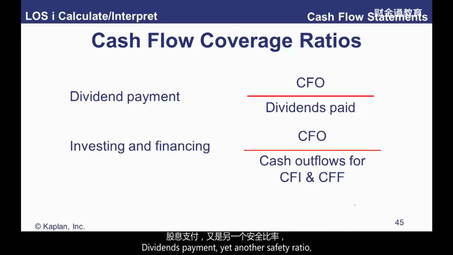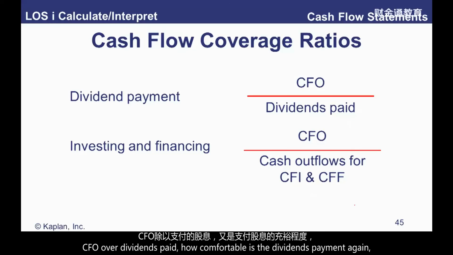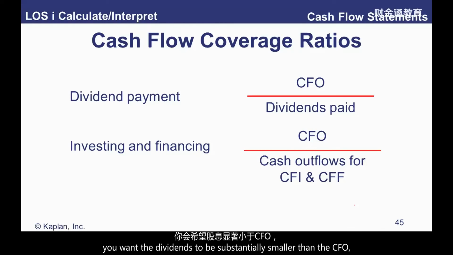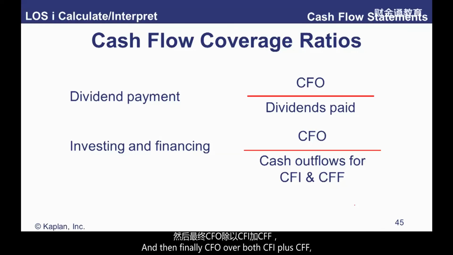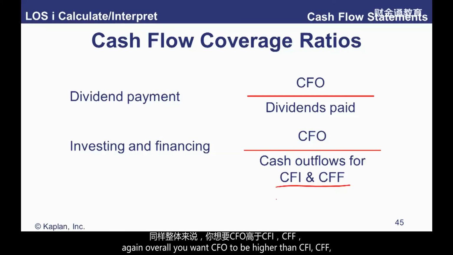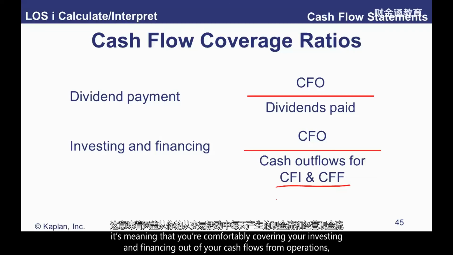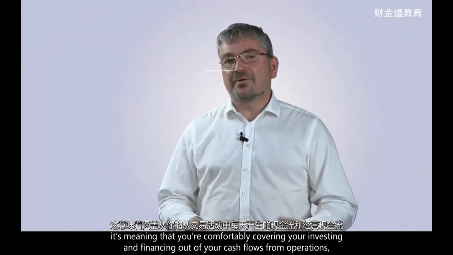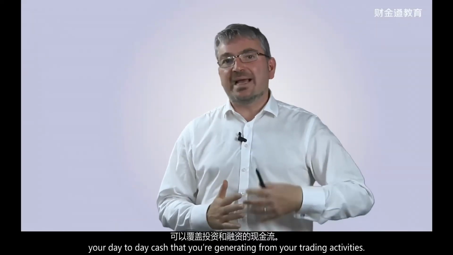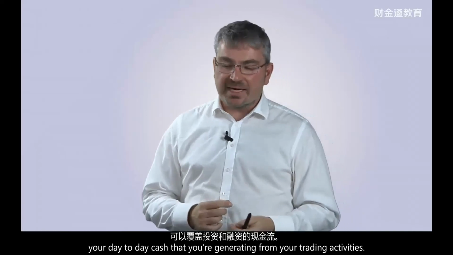Dividend payment, yet another safety ratio, CFO over dividends paid. How comfortable is the dividend payment? Again, you want the dividends to be substantially smaller than the CFO, indicating that they're sustainable for our company. And then finally, CFO over both CFI plus CFF. Again, overall, you want CFO to be higher than CFI and CFF, because again, it's a safety ratio. It means that you're comfortably covering your investing and financing out of your cash flows from operations, your day-to-day cash that you're generating from your trading activities.